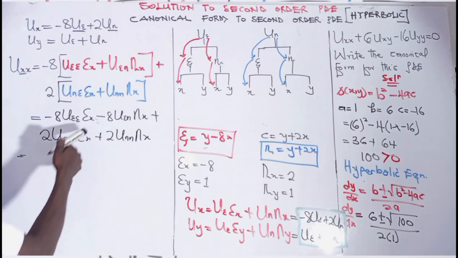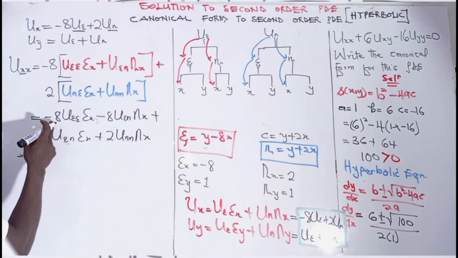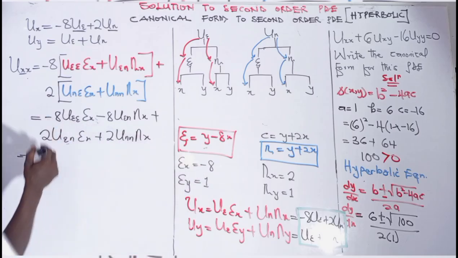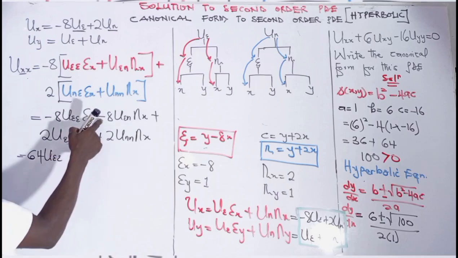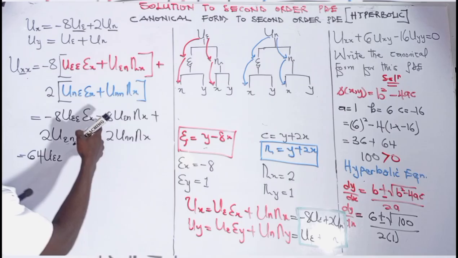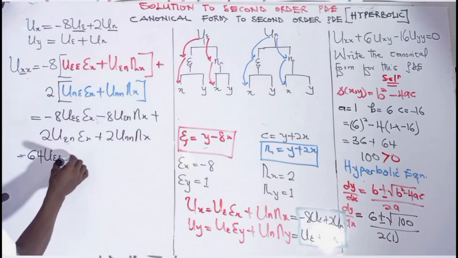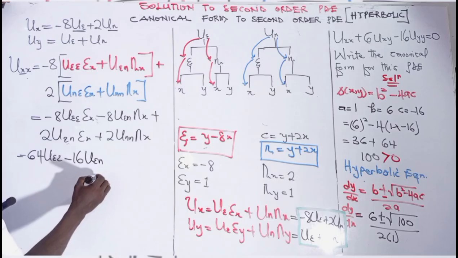From here, you know that ξ_x is what? ξ_x is minus 8. So you can plug it here. Minus 8 times this minus 8 will give us what? Positive 64 u_ξξ. Then we have minus again. η_x is what? η_x is 2. So 2 times minus 8 will give us what? Minus 16 u_ξη.